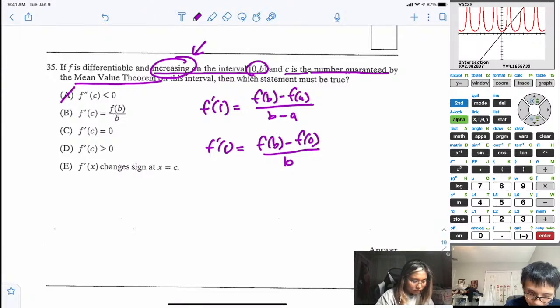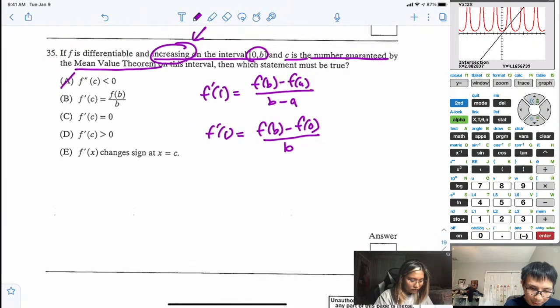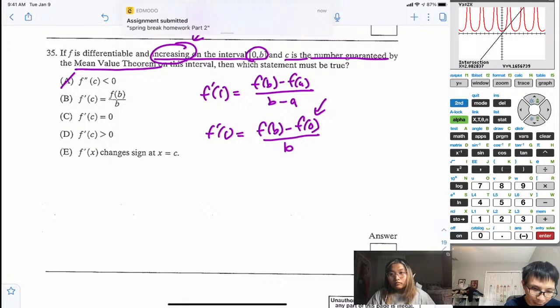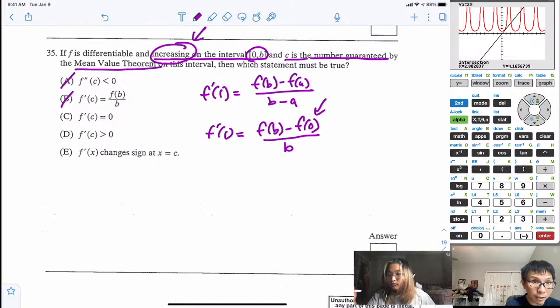So they say f prime of c is equal to f of b over b. That's not true, because it's f of b minus f of 0 over b. We don't know what f of 0 is. We don't know what the output is. So they cannot say it's equal to f of b over b, because they're assuming f of 0 is 0. But that's not true, because f of 0 doesn't have to be 0. It's kind of like if you want to become a lawyer, if you find a little bit of fault, you can say, because the DNA sample is not right, therefore this person is not guilty. That's pretty much it. So B is automatically crossed out. And B is the most suspicious one of all of them.